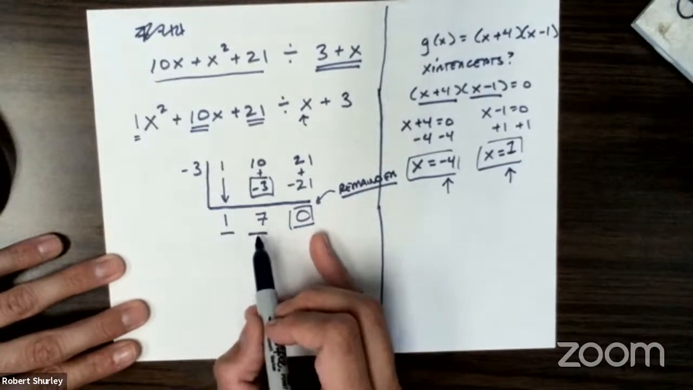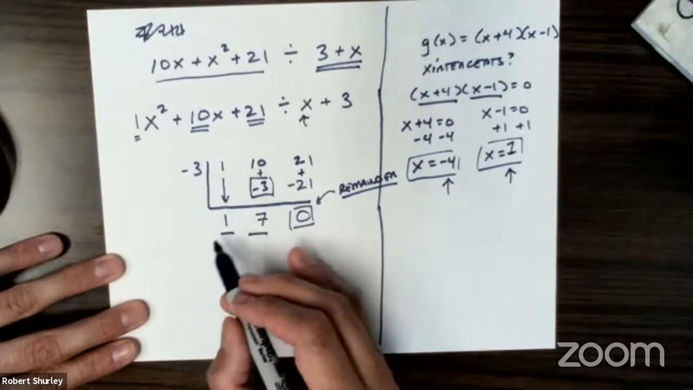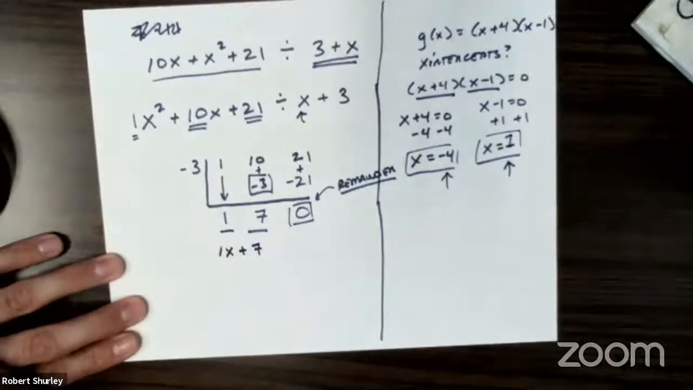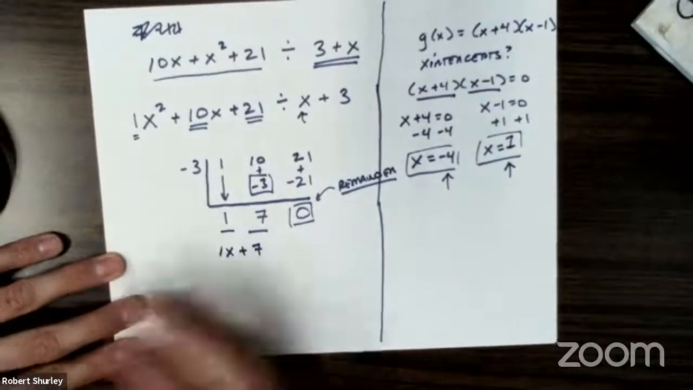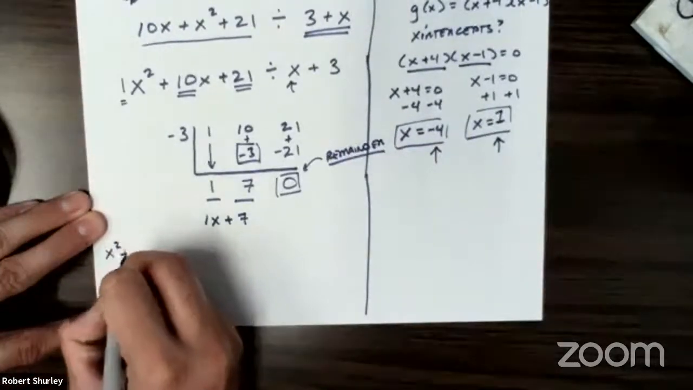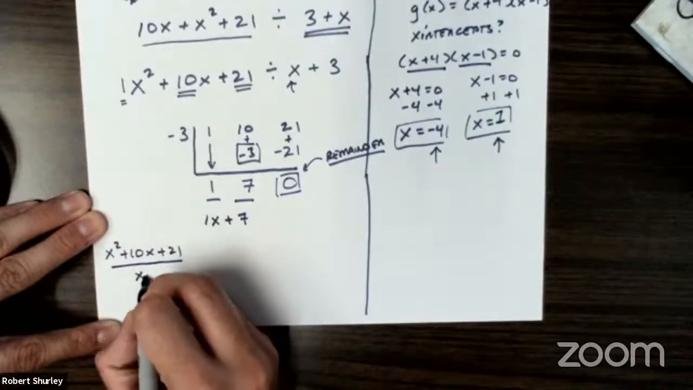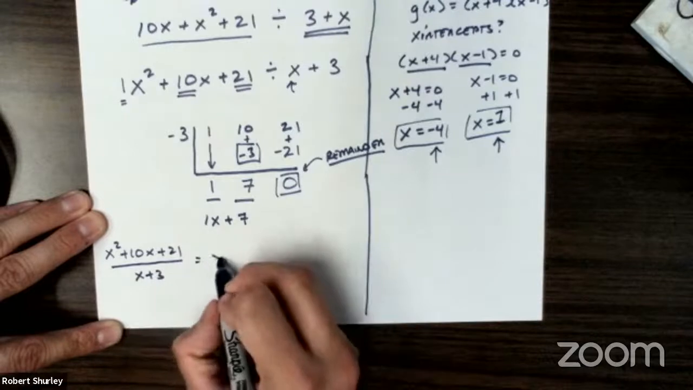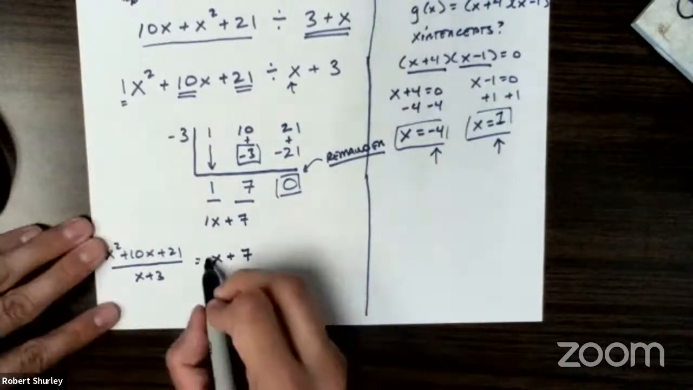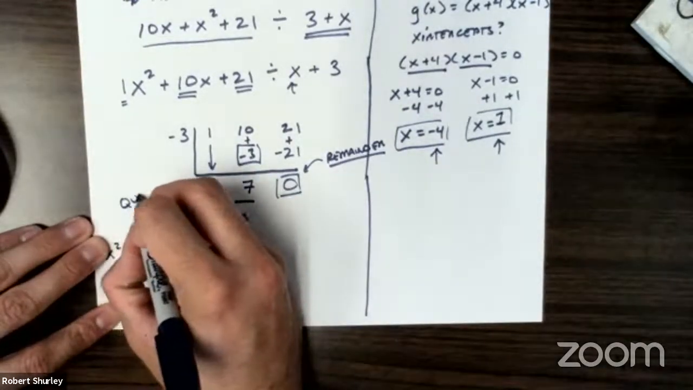But so your quotient is actually underneath this line. So it turns out our quotient is going to be 1x plus 7. So I'm going to rewrite what the solution is actually. So we have found that x squared plus 10x plus 21 divided by x plus 3 equals x plus 7. That's what we found. Okay, so x plus 7 is our quotient.